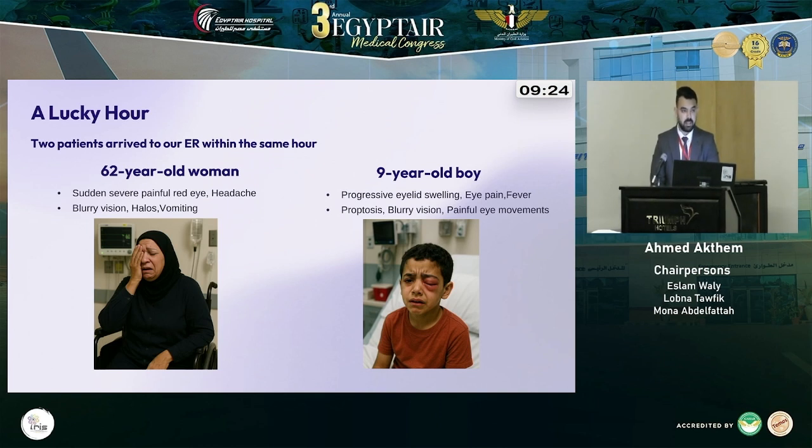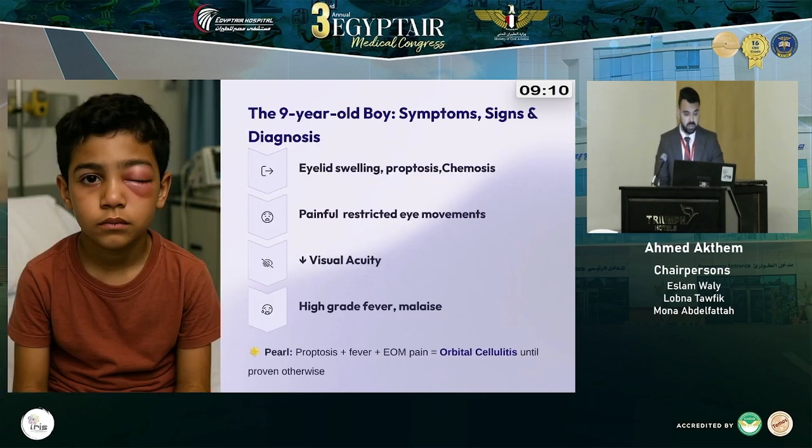The second patient is a 9-year-old boy with progressive eyelid swelling, eye pain, and fever. Also, he has, as you see, proptosis, blurry vision, and painful eye movements. Starting with the 9-year-old boy, as I've mentioned, he has eyelid swelling, proptosis, and on examination we found chemosis, painful restricted eye movement, decreased visual acuity, and high-grade fever and malaise. So when we have this triad of proptosis, fever, and extraocular muscle pain, please consider orbital cellulitis until proven otherwise.